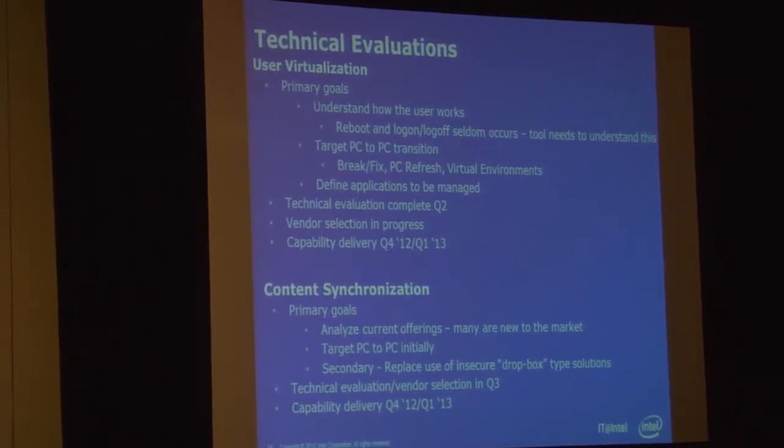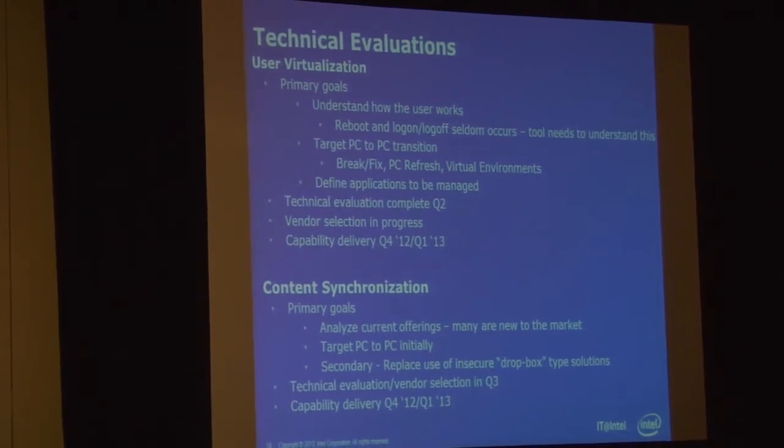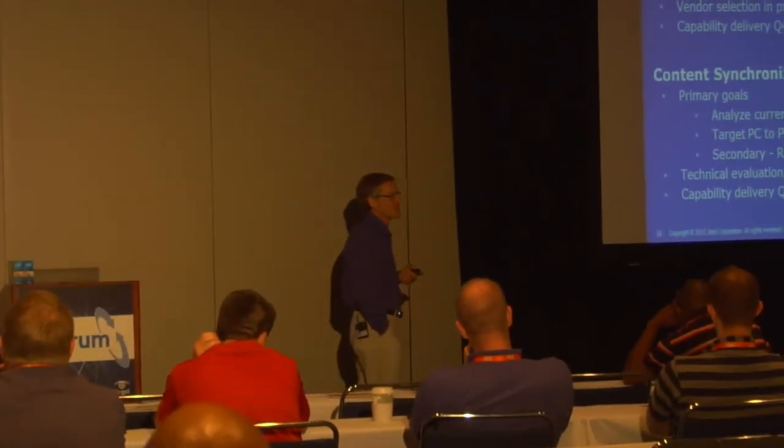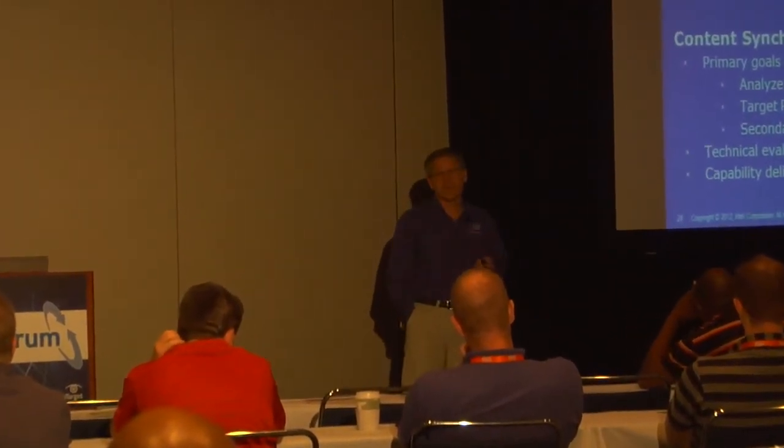Our primary target is PC to PC transition. With 100,000+ laptops, we refresh a quarter of those every year, and then we have about another 15,000 break fix. So about 40,000 PCs a year go through a PC to PC transition. If we can figure out a way to do that better, we can save an awful lot of money with our PC techs. So we look at that.